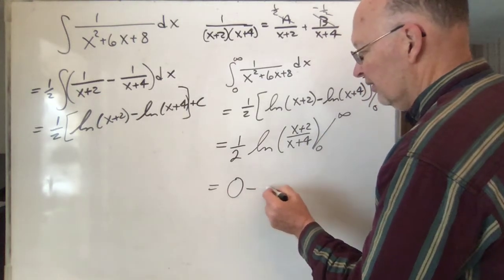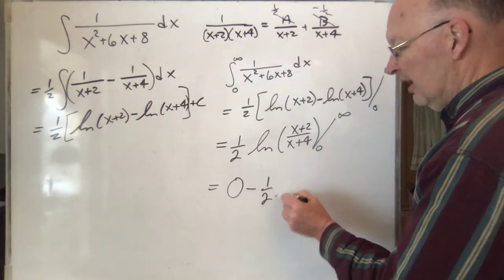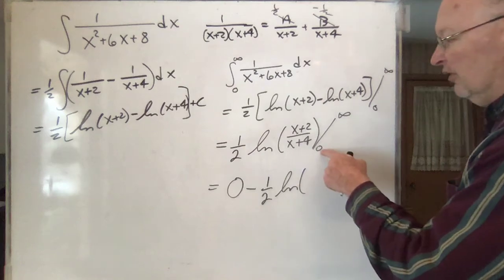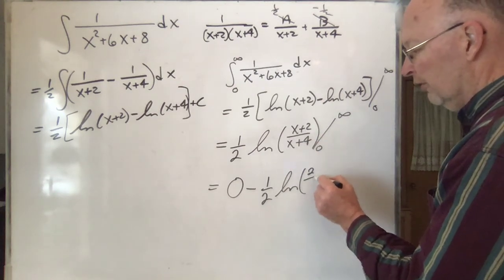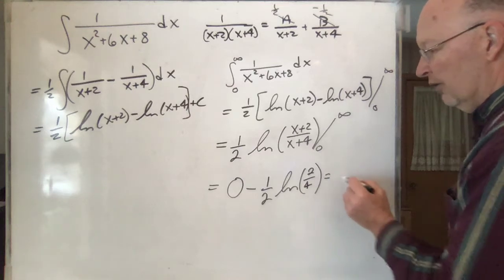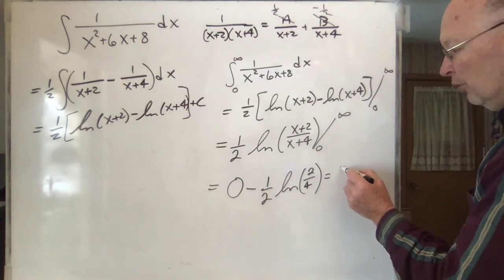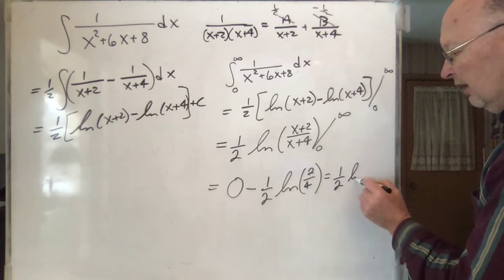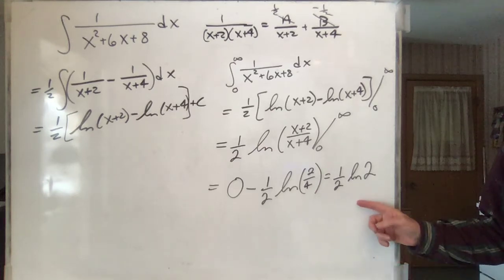Now you subtract 1/2 times the ln of what happens when you put in a 0 here. Put in a 0, you're going to get 2 over 4. And so that is equal to 1/2 the ln of 2 as your final answer. Okay, you see how I got that as the final answer?